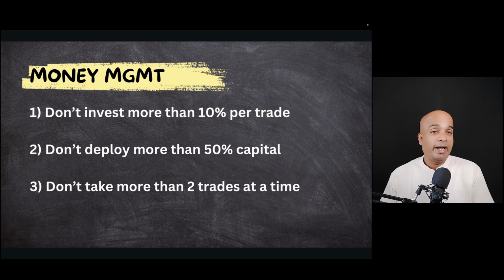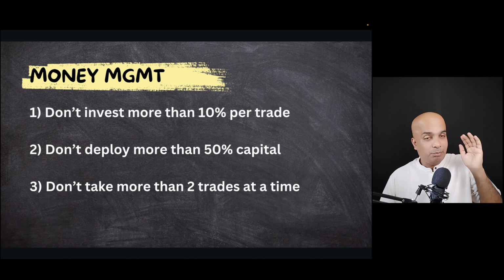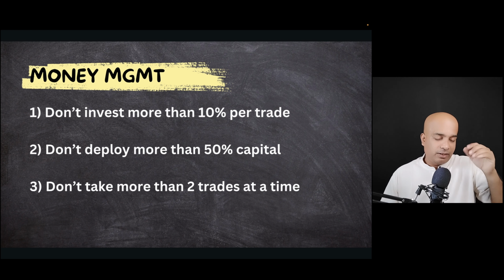Okay, so I would suggest the number one rule is don't invest more than 10% per trade. You should invest only 10% per trade, whatever the trade structure may be. You might think the trade is super duper, but still you should invest only 10% of the capital for that particular trade. The second rule is don't deploy more than 50% of the capital at any point of time.